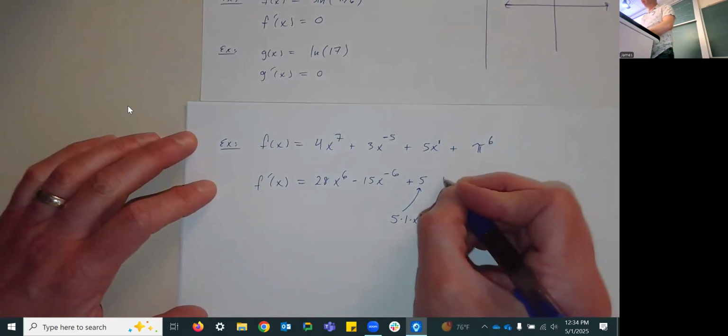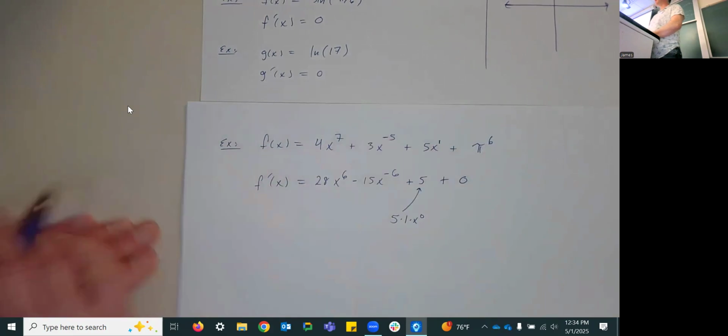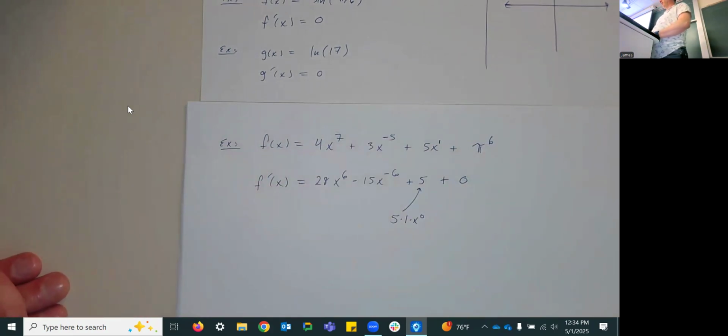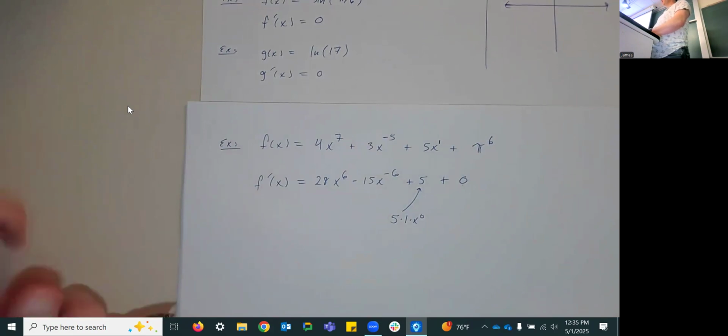And of course, the derivative of pi to the 6th power is 0, not 6 times pi to the 5th, right? That's a constant. Its derivative is 0. So I want to point out, you all just used two rules that we haven't even talked about, and you did it kind of without even thinking about it.